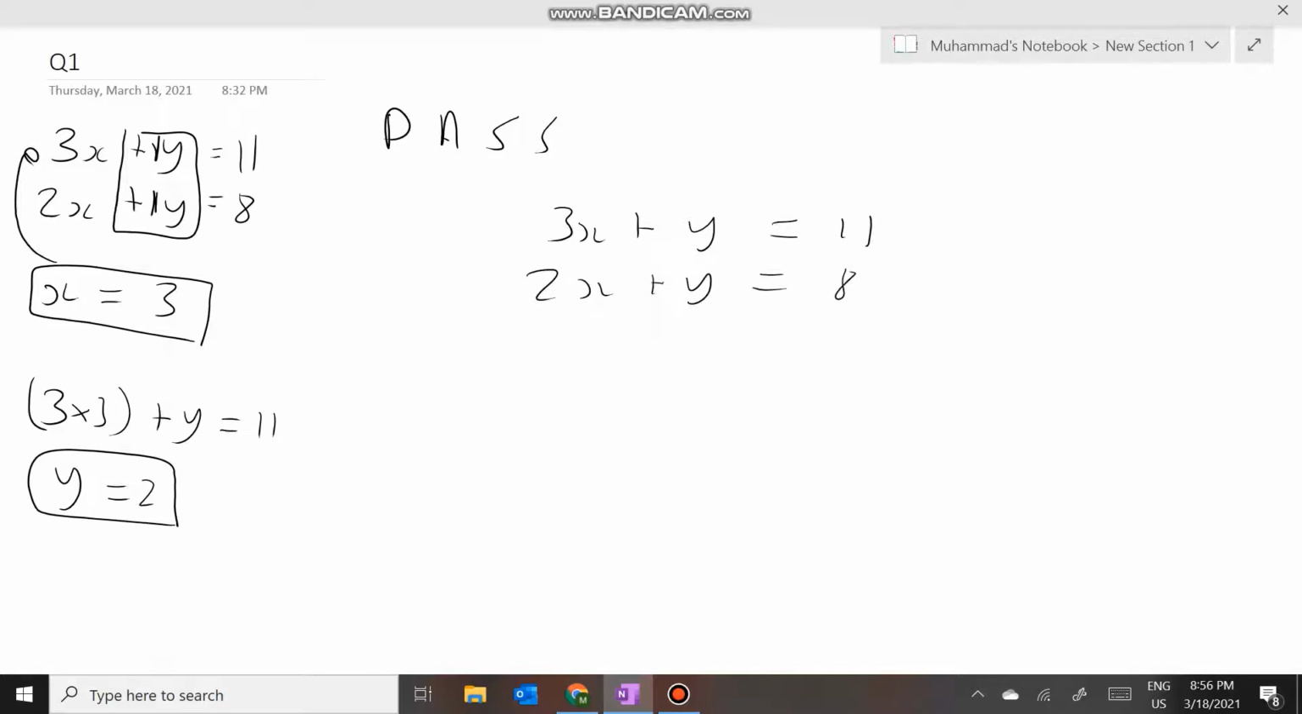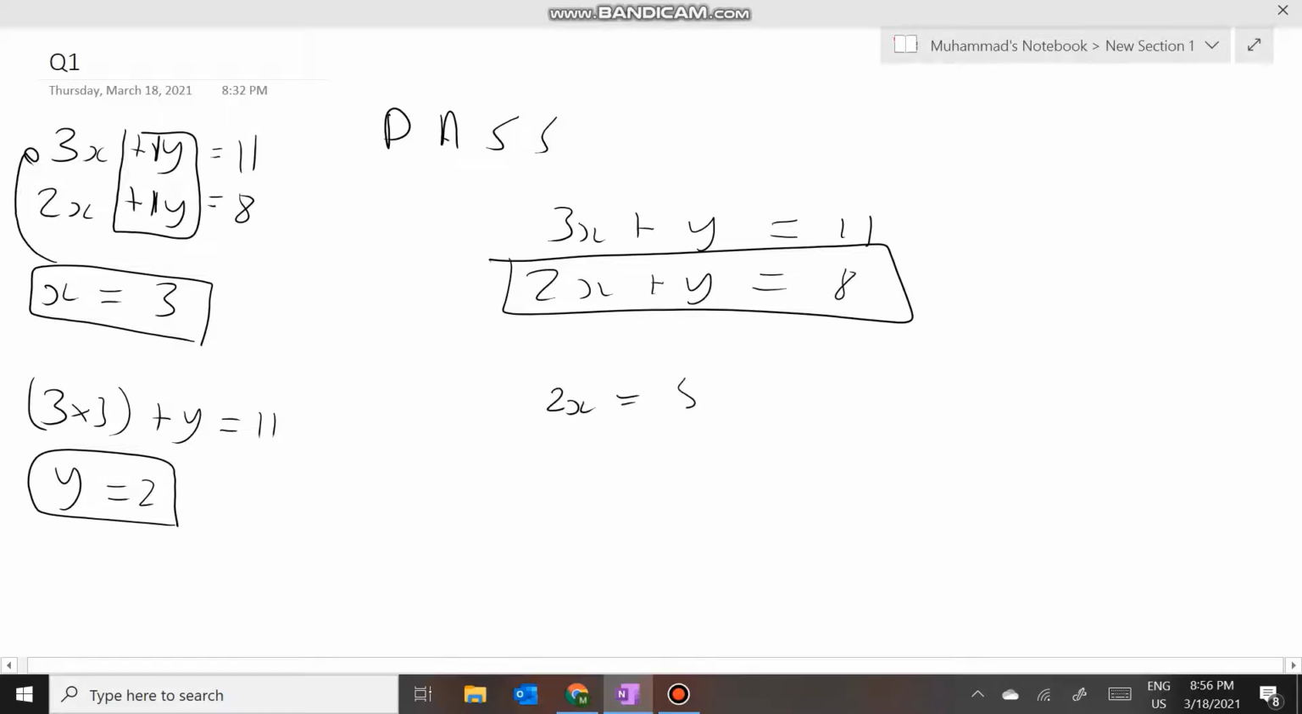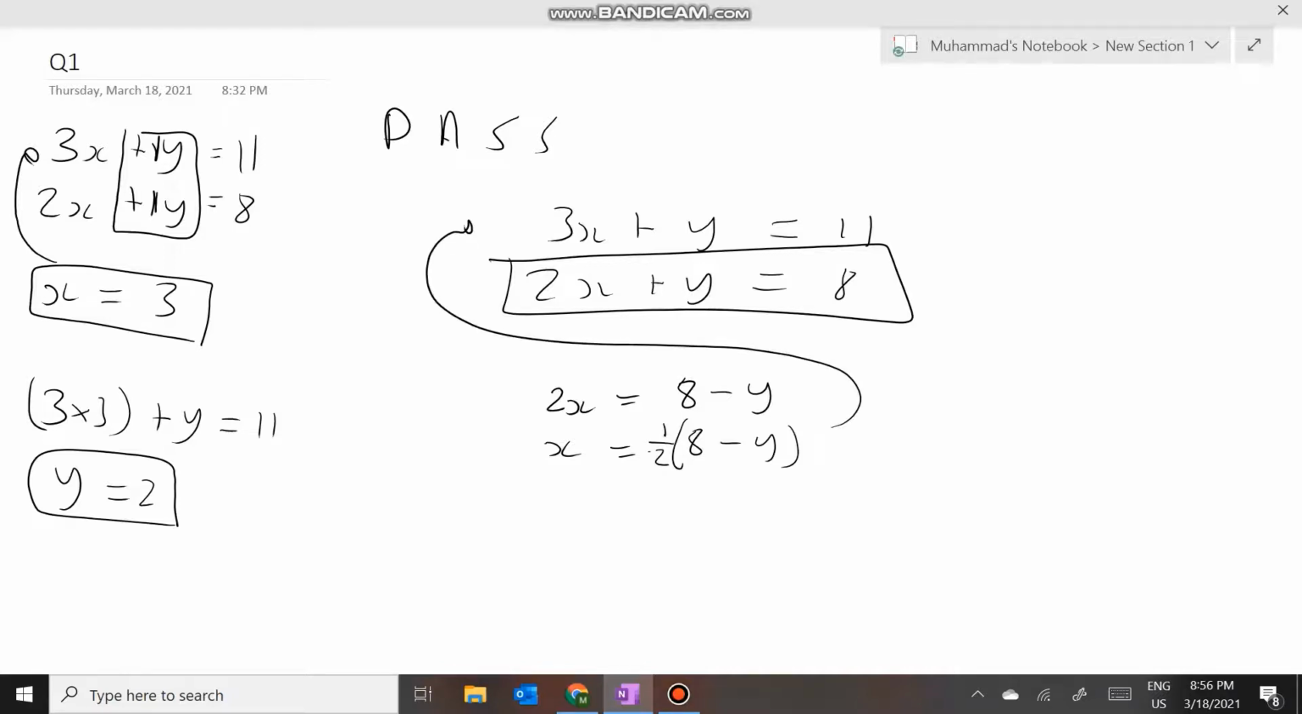So what we do is we can change it in terms of y or x, but I'm going to prefer to use this equation. You have to use the easier equation. This is what I think is easier for me. So this would be 2x equals 8 minus y, so x equals 8 minus y times half. Okay, and then we substitute this value in here. So that's 4 minus half y, times 3, plus y equals 11.